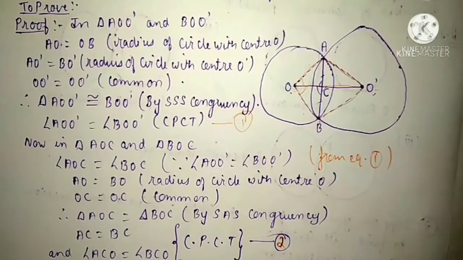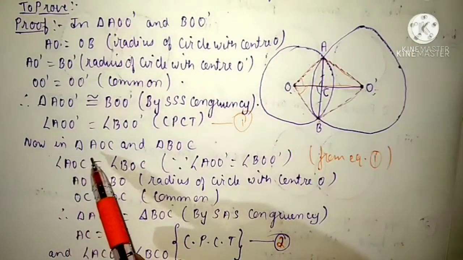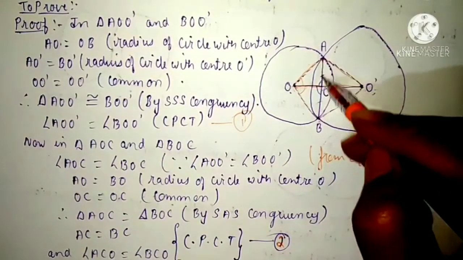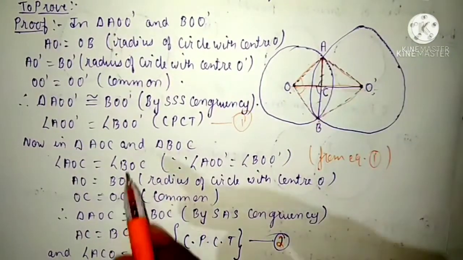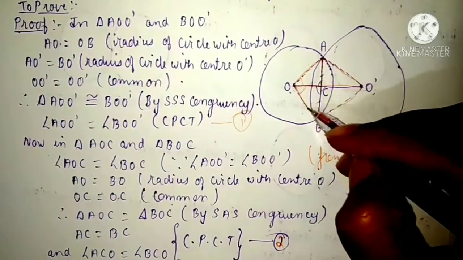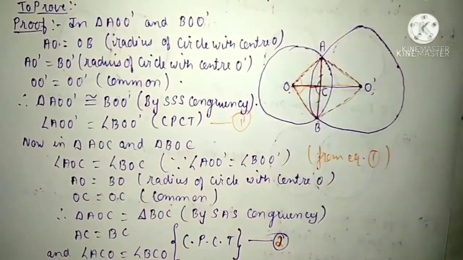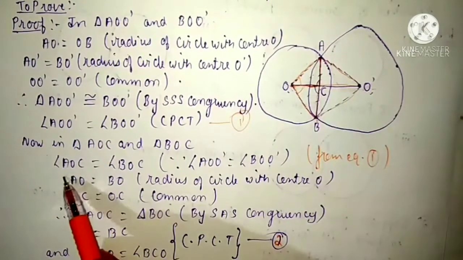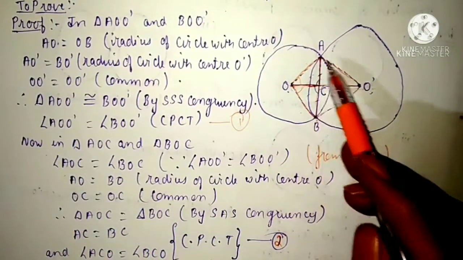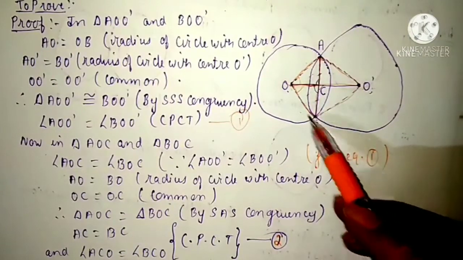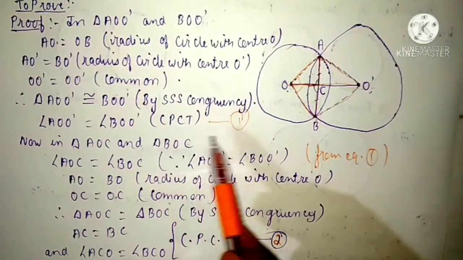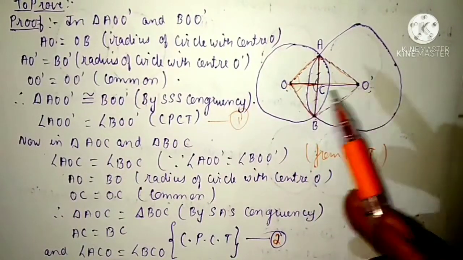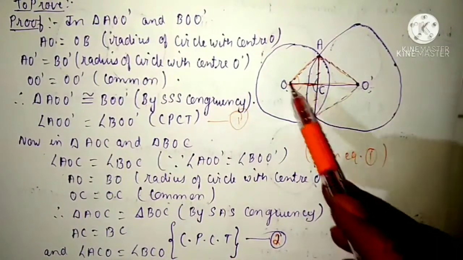Now we will take another two triangles. Now in triangle AOC, this triangle, and triangle BOC, this triangle. Okay, now in these two triangles, angle AOC equals to angle BOC. Why? Just now in the first part we have proved this angle equals to this angle. So AOC will be equal to BOC.